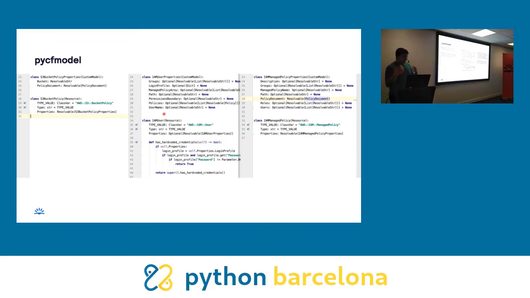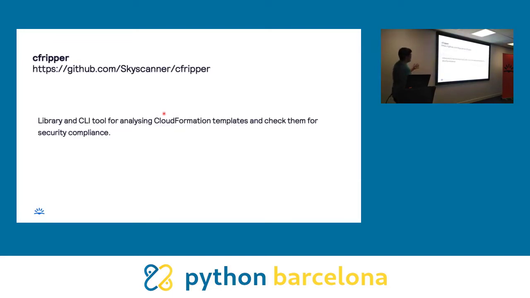And the reason we built this is for building CFRipper. CFRipper was a tool that was made before data classes and everything. We had a lot of inits, and it was reimplemented using pycfmodel and Pydantic, and it allows us to do security checks against all these files.